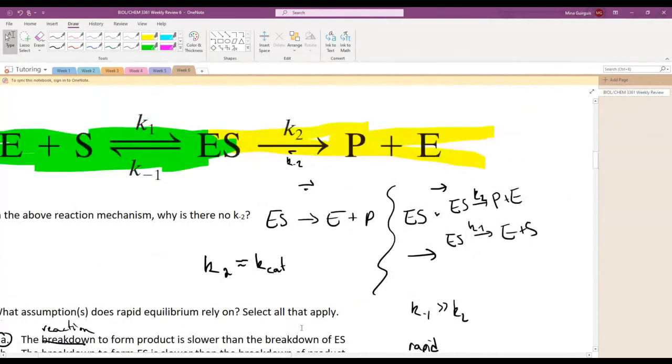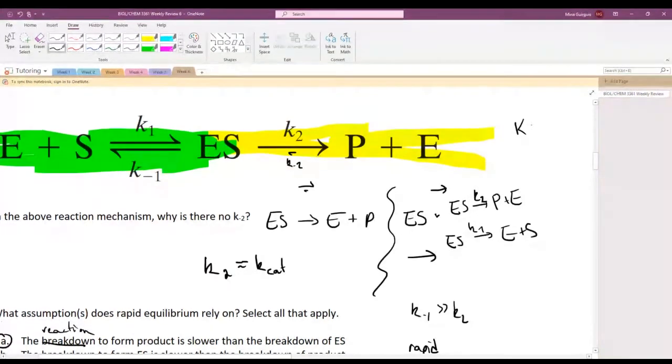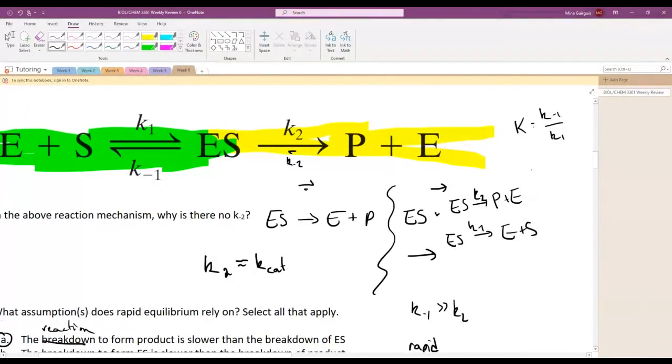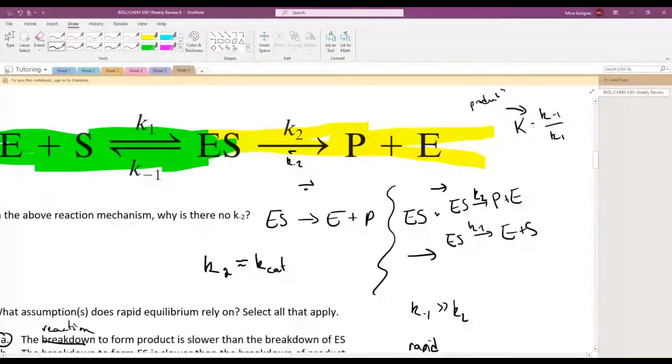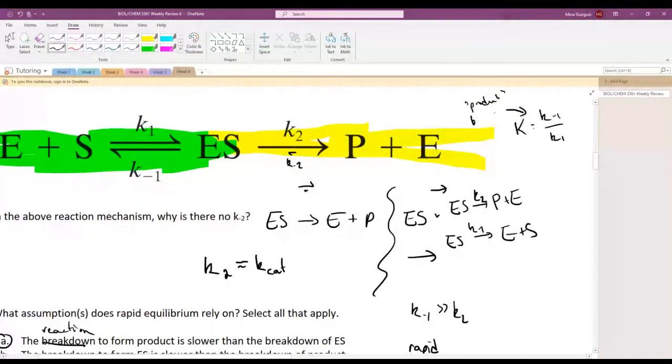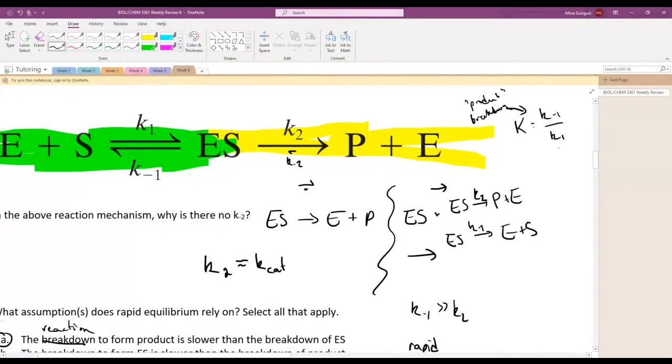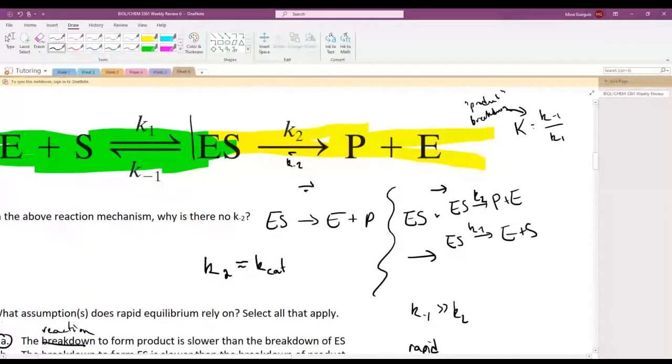So if we all remember from Gen Chem 2, K in general is equal to K-1 over K1. In other words, it's equal to the rate of the product, and I'm putting product in quotes here because it's not quite the product, breakdown over reactant breakdown. So when we say product here, we mean product of the equilibrium. We mean enzyme substrate complex.